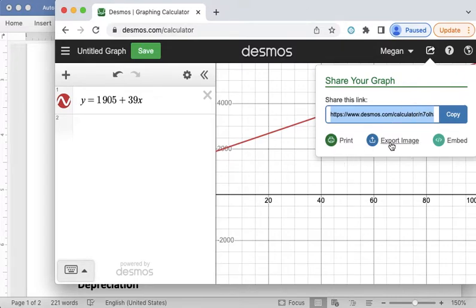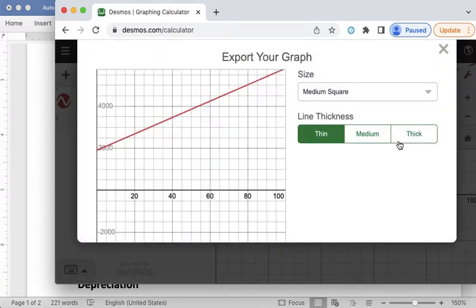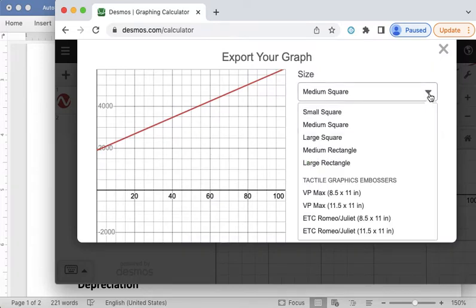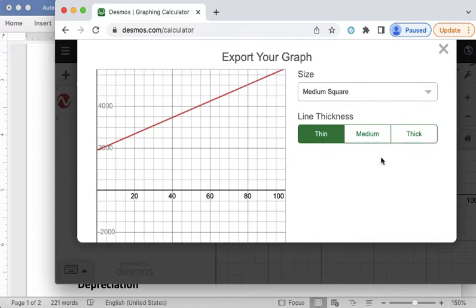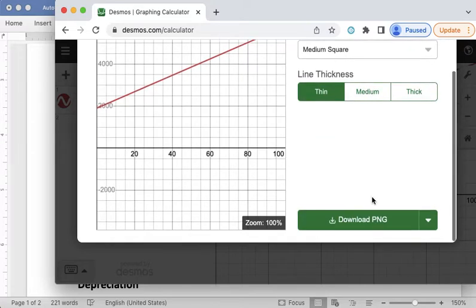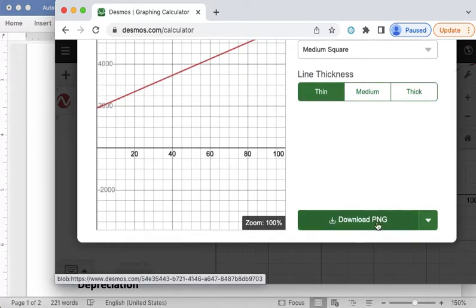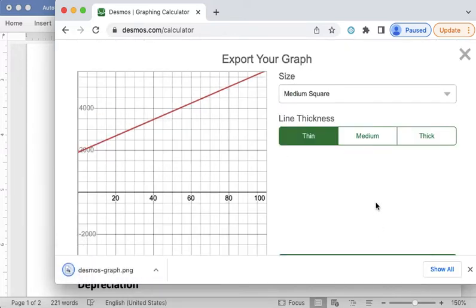I'm also going to do the export image. So I'm going to click on that. And what it does is it gives me a couple options here. I can get different sizes for the graph. I can do different line thicknesses. I'm just going to leave that stuff as it is and then hit download PNG. That's going to download it to my computer.